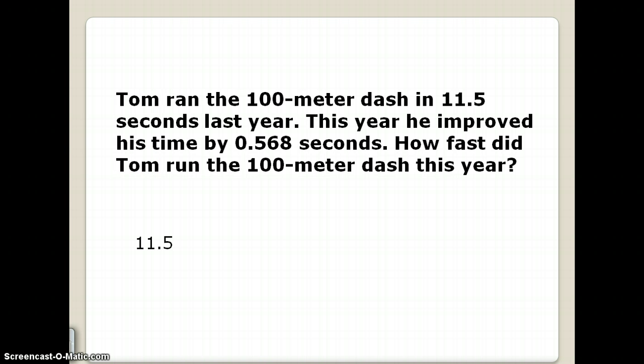Our first example is about Tom. Tom ran the 100-meter dash in 11.5 seconds last year. This year he improved his time by 568 thousandths of a second. How fast did Tom run the 100-meter dash this year?